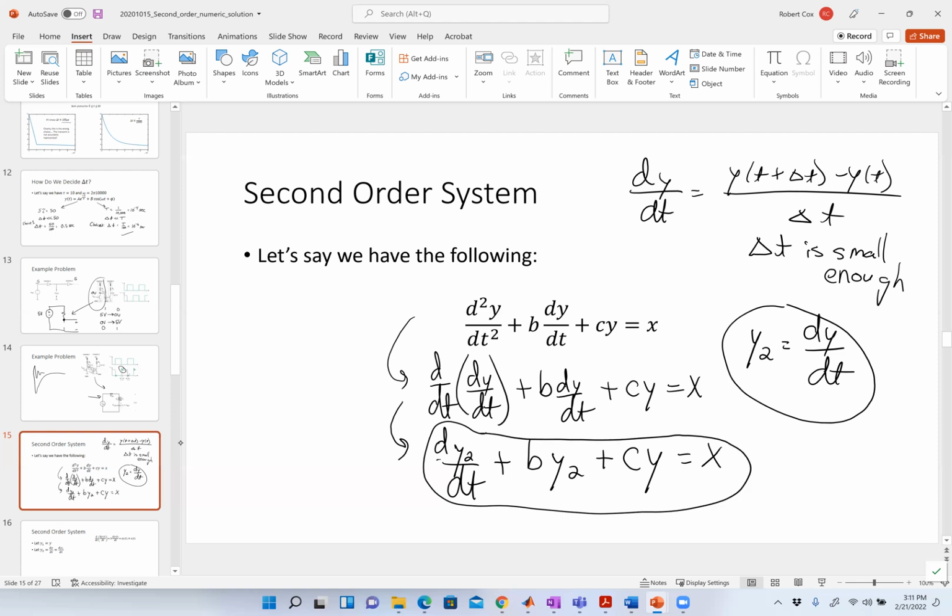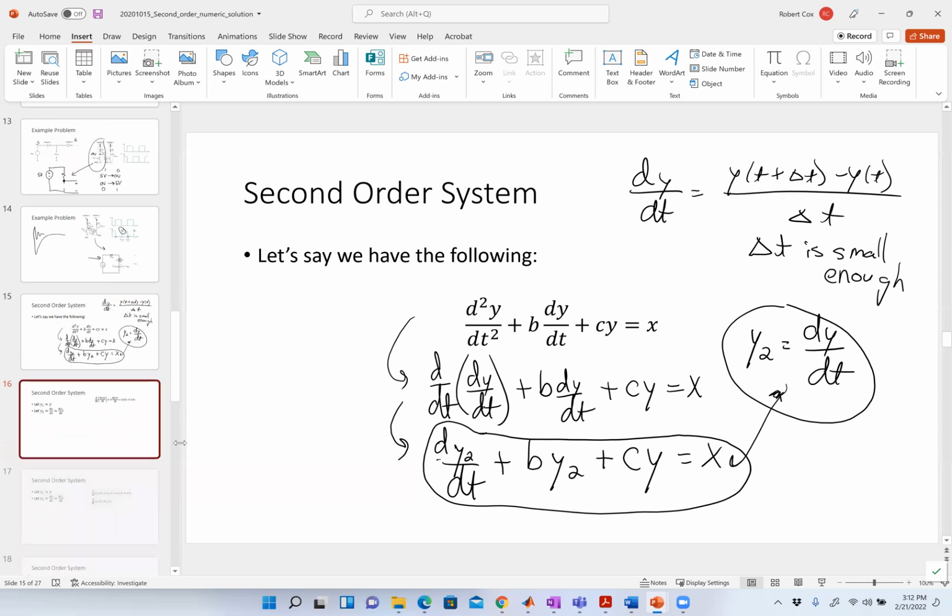Now, effectively what I have here is two equations and two unknowns. Both y and y2 are unknown, and I can relate those two together. That's the way we're going to approach this: instead of as a second order, as two first orders. That's what I've got now, essentially two first orders. They're coupled to each other, but they're basically two first order problems.